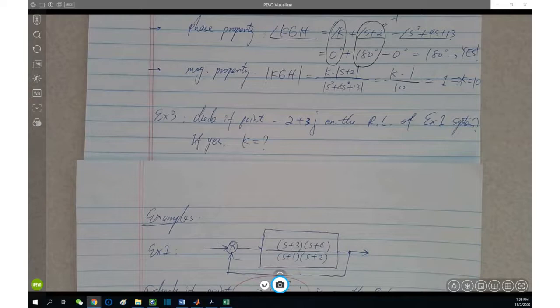And after this example, I think it's time for us to really talk about how to sketch the root locus. Okay. Go ahead.